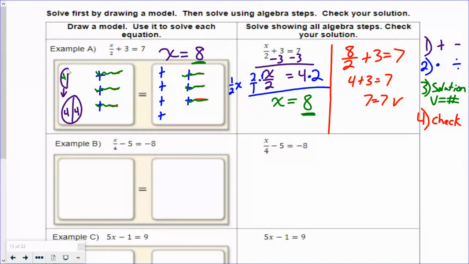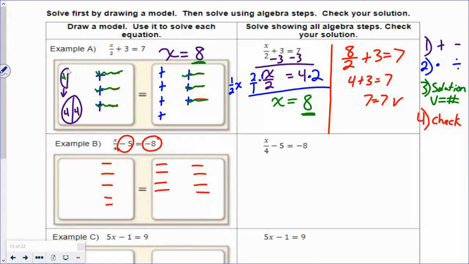All right, let's look at example B. I have x divided by 4 minus 5 equals a negative 8. Now, if I was to only worry about my negatives first and just worry about getting rid of this and this, I would first put 5 negatives on the left side and 8 negatives on the right side. Well, I want to get all of my numbers on one side.